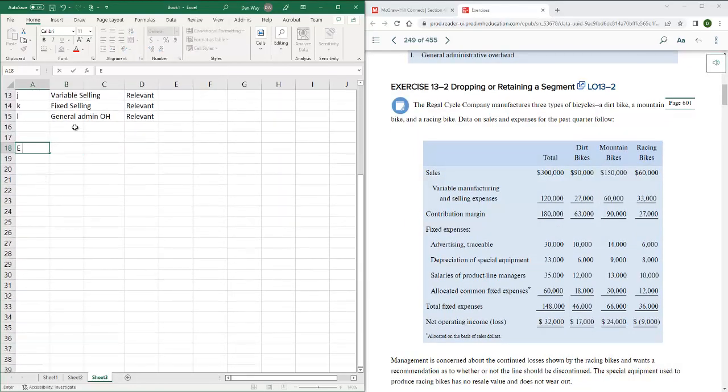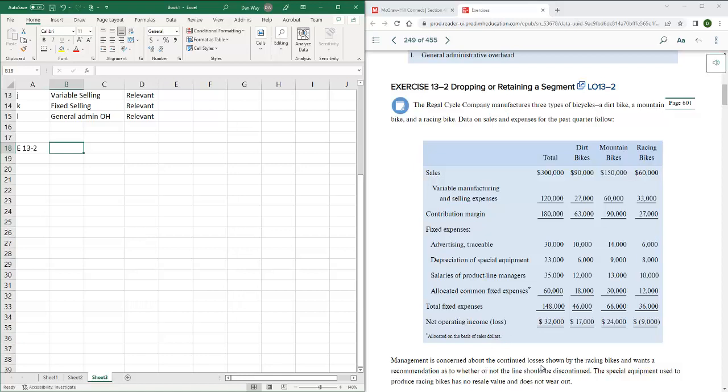So 13.2 said the Regal Cycle Company manufactures three types of bicycles: a dirt bike, a mountain bike, and a racing bike. Data on sales and expenses for the past quarter are shown for each of those product lines and then for the company as a whole. So we've got somewhat of a contribution format income statement here: sales minus variable expenses to give us contribution margin, a whole bunch of fixed expenses, and then net income at the bottom. We also note that the allocated common fixed expenses for the company as a whole are allocated to the individual product lines on the basis of sales dollars.